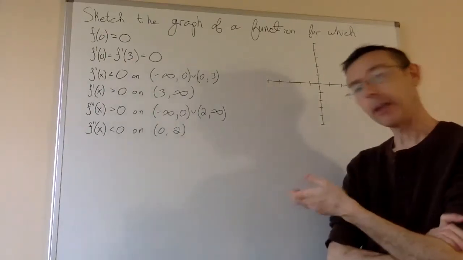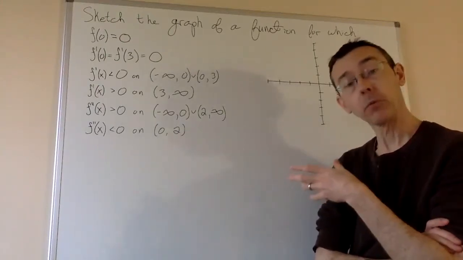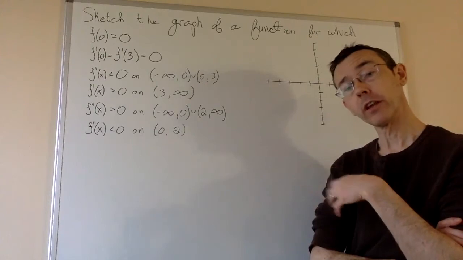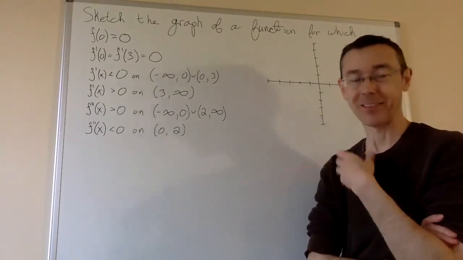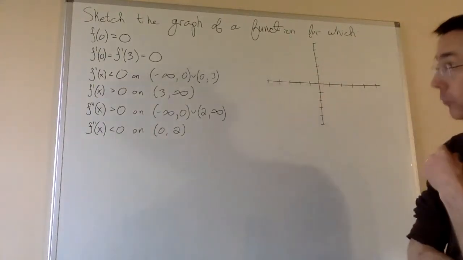So as I tackle a problem like this, I always want to bear in mind that the derivative is telling me where a function is increasing and decreasing, and the second derivative is telling me where it's concave up and where it's concave down. I have some axes ready to go.